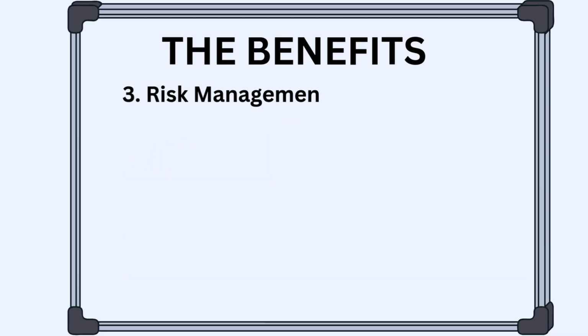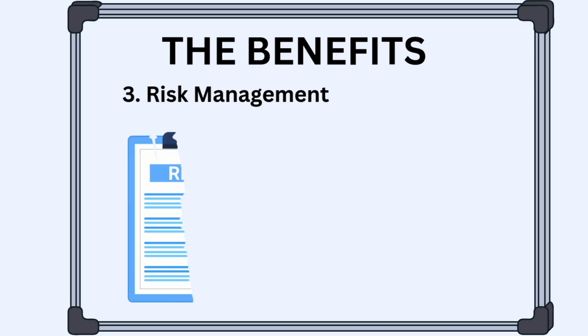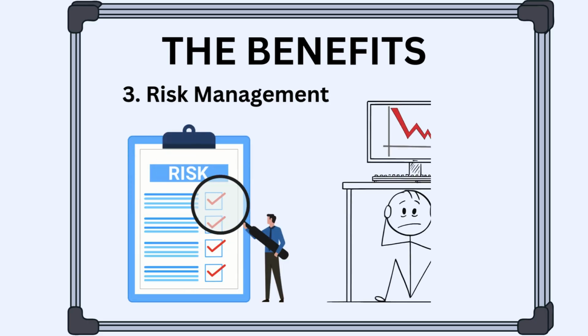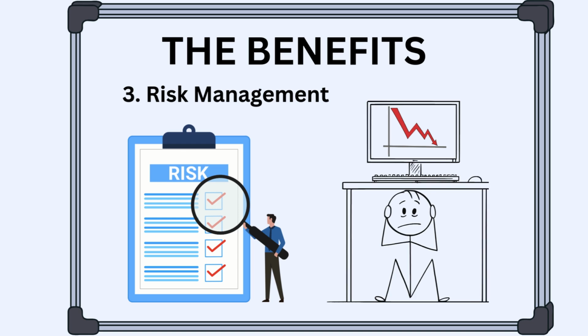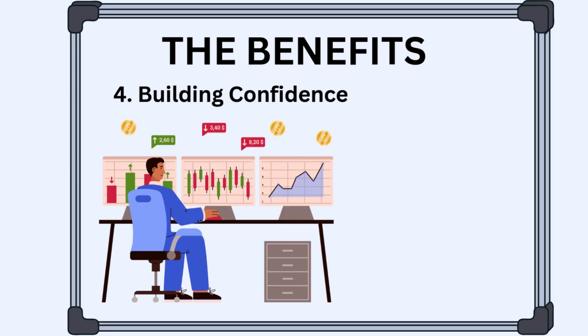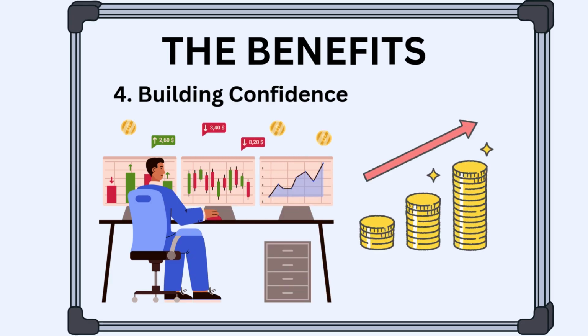Third, managing risk. One of the most critical outputs of backtesting is understanding the potential downside. How large were the drawdowns, the drops in equity from a peak? Knowing the historical maximum drawdown is vital for setting appropriate stop losses and managing your position size in live trading. And fourth, building confidence. When you see that your strategy has performed well over various historical periods, you build confidence in its potential. This confidence is essential for sticking to your trading plan during challenging times in the live market.